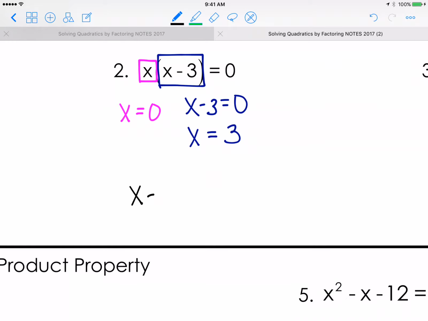So we're going to write them as a set. That one was prettier. And we're going to go from smallest to greatest. So we're going to do 0, comma, 3. And then that is your answer.